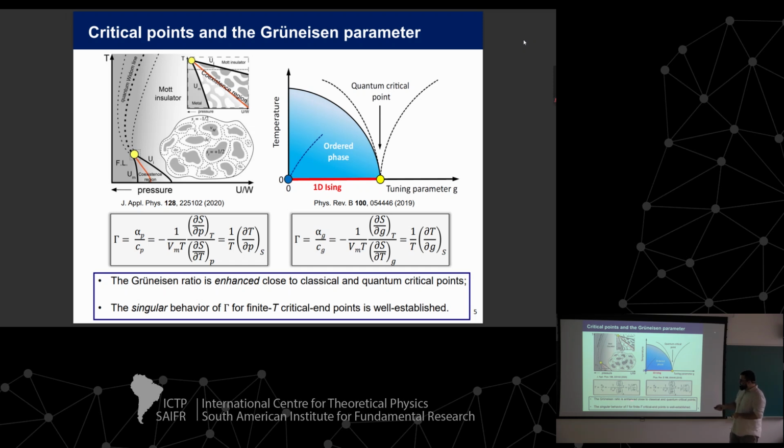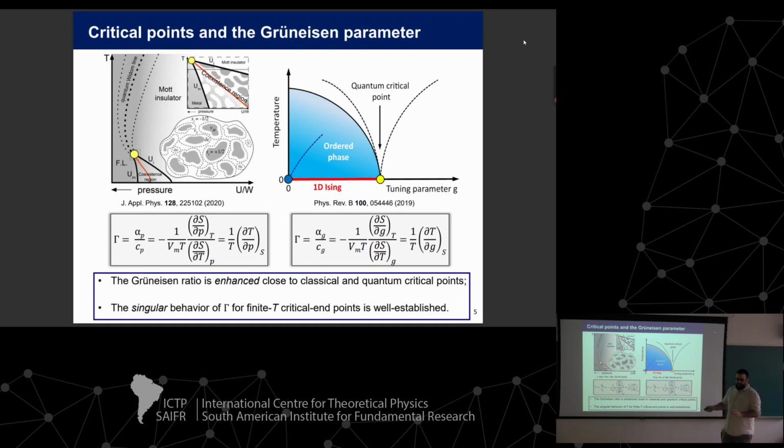We can extend the concept of the Grüneisen parameter to quantum critical points, but there's a problem, because a genuine quantum critical point lies at T equals 0. So what happens to this Grüneisen parameter exactly at 0 K? The entropy goes to 0 as a result of the third law of thermodynamics. So does the thermal expansion and specific heat.